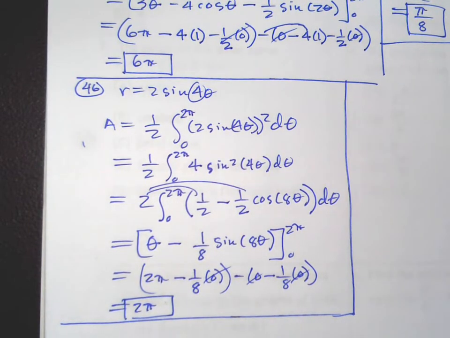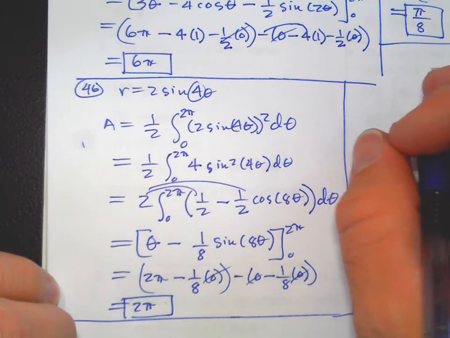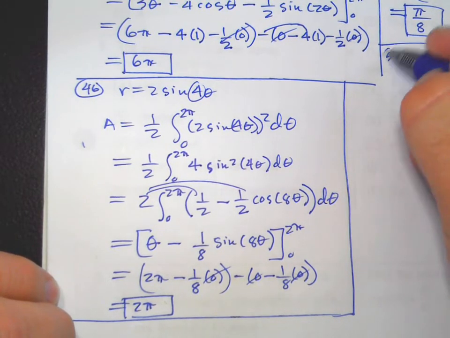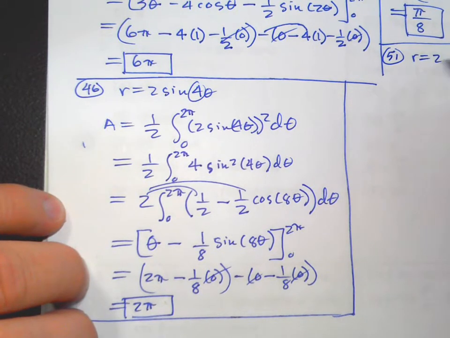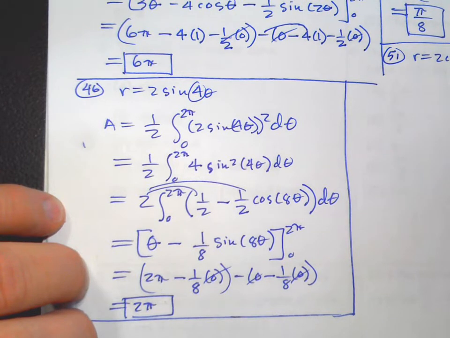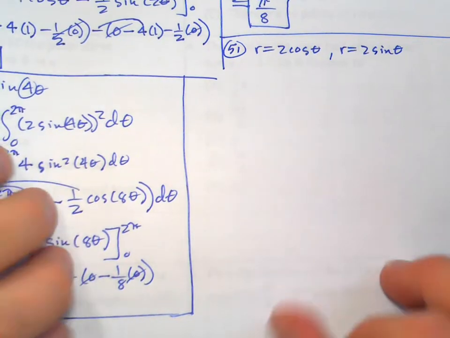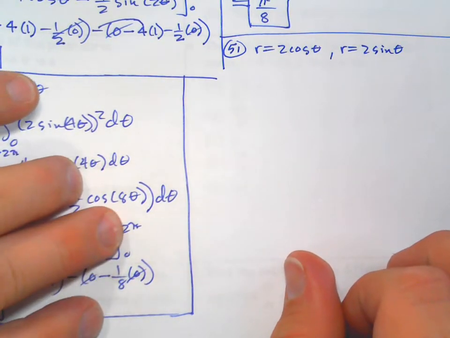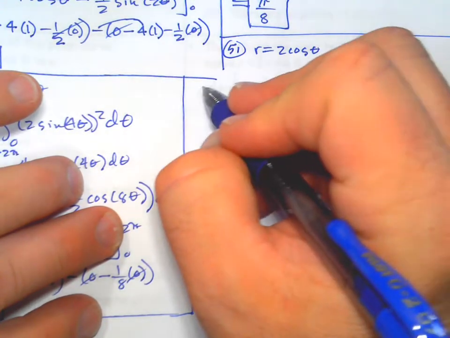Sketch not necessary. Now the next problem, for sure, sketch is going to help. Problem 51 says find the area shared by the circles r equals 2 cosine theta and r equals 2 sine theta. I think we should definitely sketch this one because this is going to involve multiple shapes and we've got to figure out the area that's shared by them. Now these are both pretty simple circles.